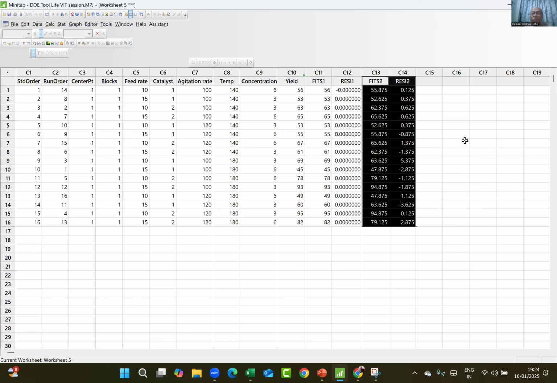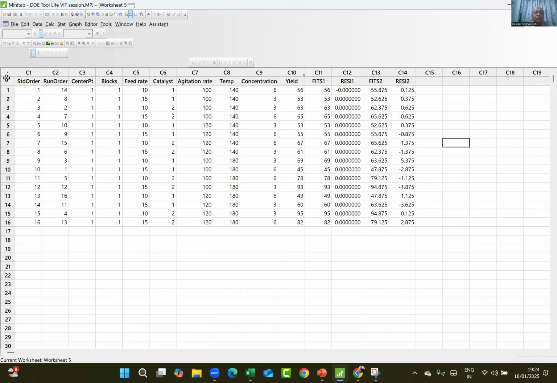The model was reduced. So now here you can see that for the first row, for example, the predicted value is 55.875. The actual yield is 56. So the residual is 56 minus 55.875, that is 0.125. Second row, predicted fitted value is 52.625. In that way you calculate all the residual values. Some residuals are high, 5.375. This is a very high residual value, while many of the others are small.